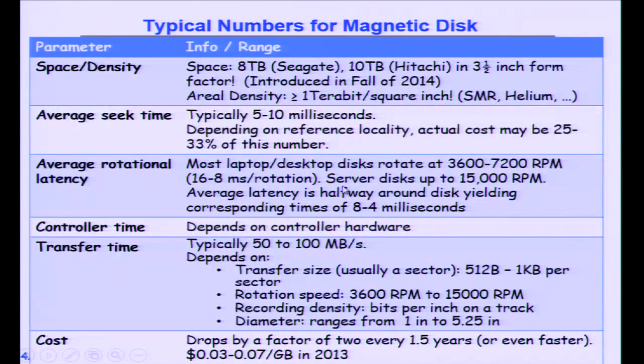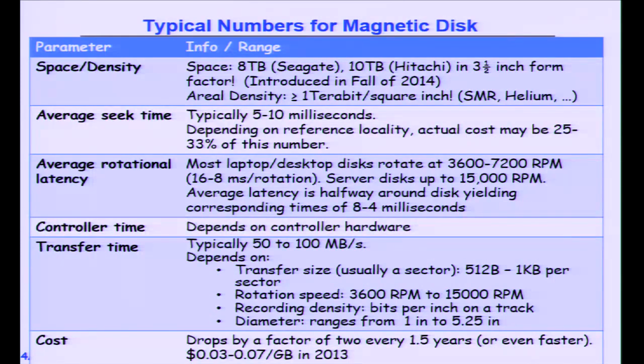The average rotational latency, typically for laptops and desktops, is somewhere in the 3,600 to 7,200 RPM range, which is somewhere between 6 and 8 milliseconds per rotation. Server disks can be as high as 15,000 RPM, so there's a big difference. These guys are burning a lot of power just to spin up. All right. Controller time depends a lot on how it's connected. Transfer time, you can get 50 to 100 megabytes per second. I've actually seen 200 or 300 in some extreme cases.